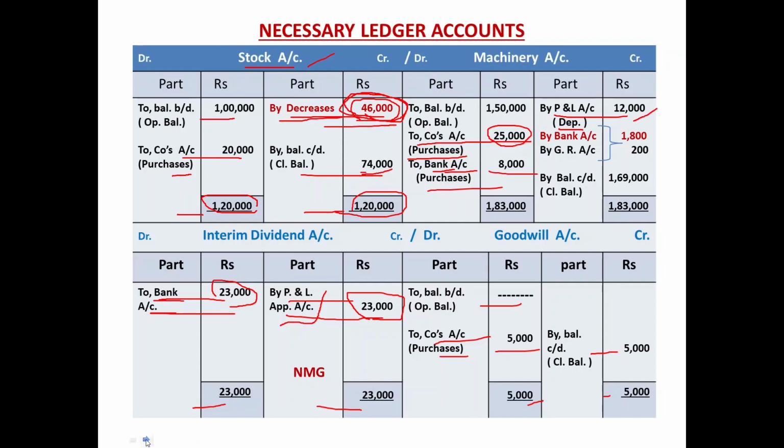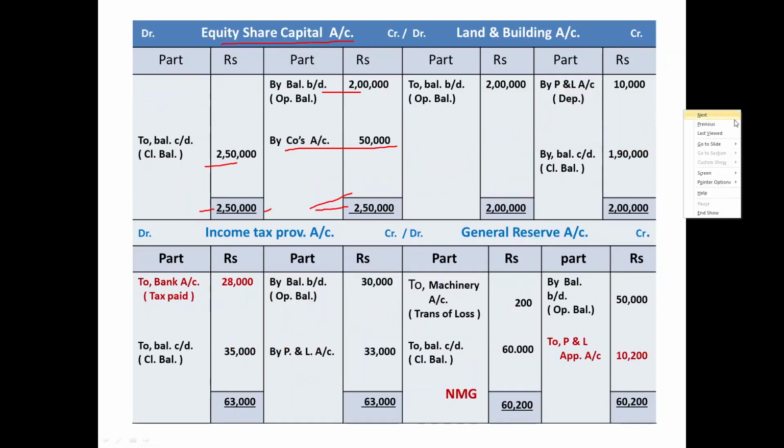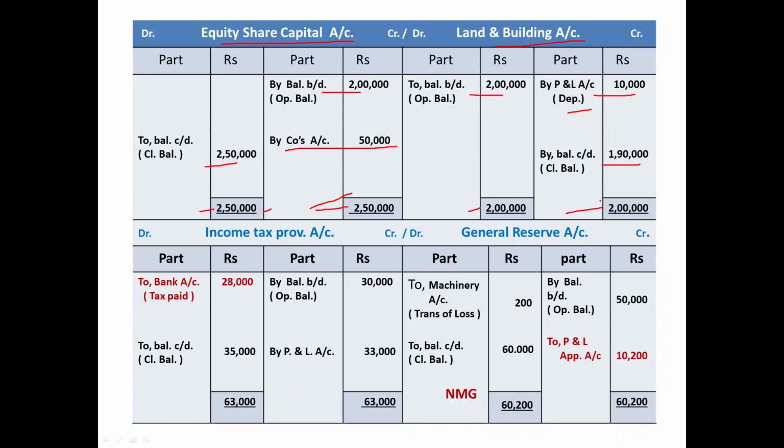Then land and building account. This is the land and building account. Opening balance 2 lakhs, closing 190. Depreciation, profit and loss account debited to land and building account credited 10,000. Account is over, 2 lakhs, 2 lakhs. No balancing figure.